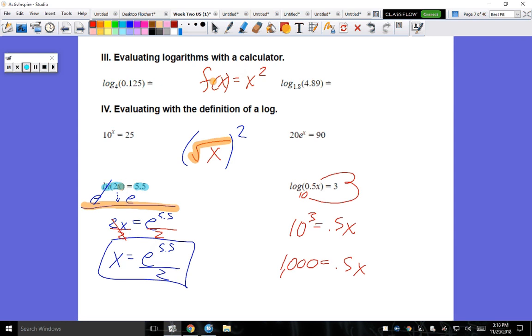And then the last thing is what? Divide by 0.5. So look, if I divide by 0.5, you see what I did and you see what I wrote? If I divide by 0.5, it's the same as what? Multiplying by the reciprocal, keep, change, flip. So 2000 is x. Okay? You guys are doing well as far as the number sense building that's going on, especially today.